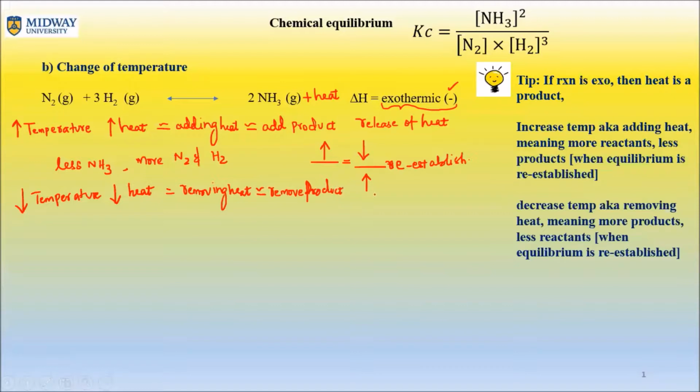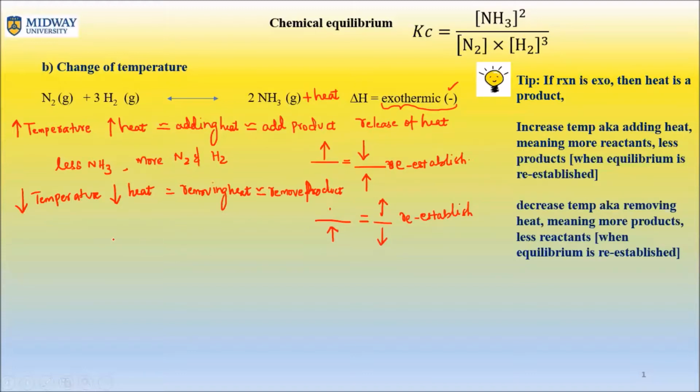Now, if you remember from the earlier case, removing product means now we have more reactants all of a sudden, right? So if you think about this, now we have more of this, but to reestablish equilibrium, this needs to go up and this needs to go down, which means it's reestablished.